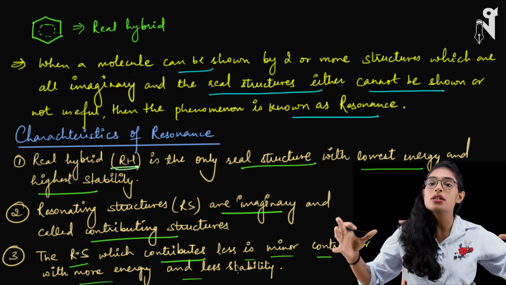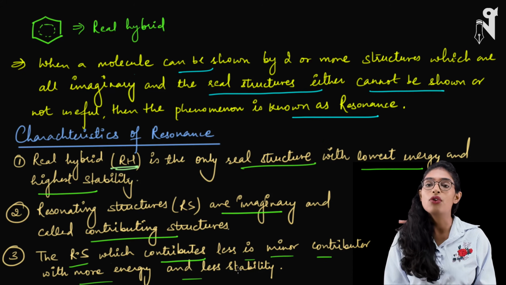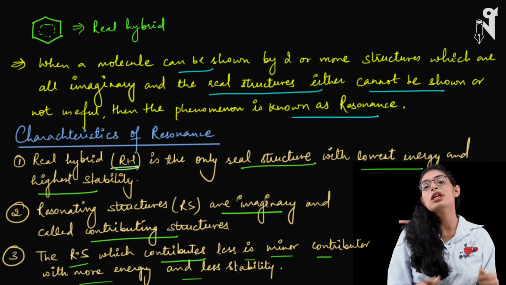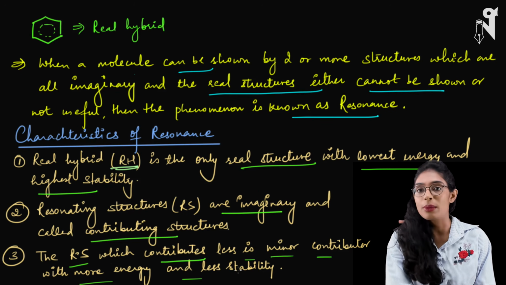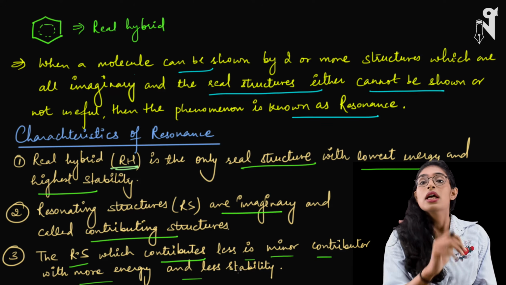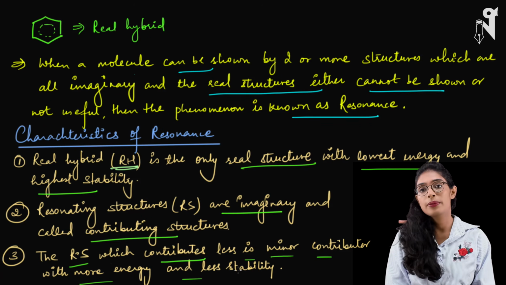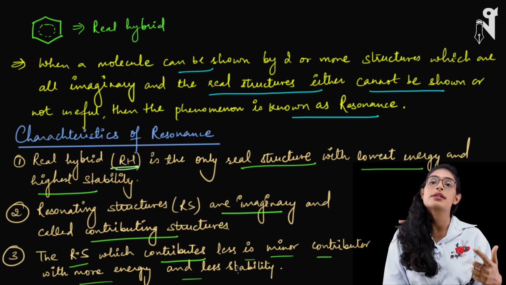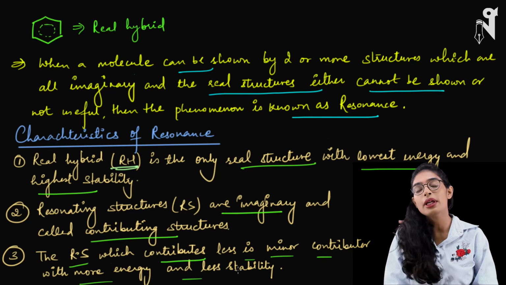So resonating structures do not have the same energy. Their energy will vary from one form to another. Some form will be more stable, some form will be less stable. So the form which is less stable, basically having more energy, is a lesser contributor, because there is less chance of a molecule to be in that state. As I mentioned, in resonance, the forms are interconvertible. They are converting from one form to another all the time in equilibrium.